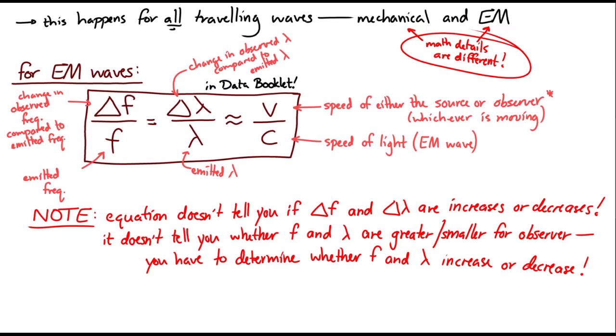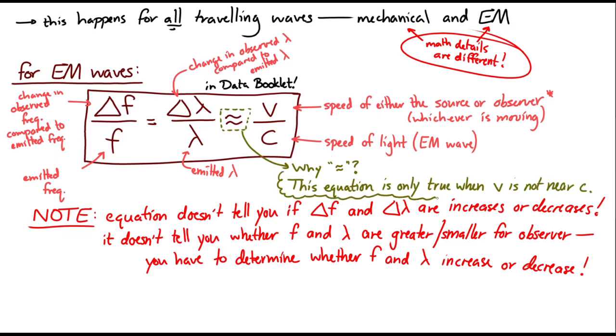Now another little detail. Let's look at this little approximation symbol here. The reason why this is an approximation, the dirty little secret about this equation, is that it only works when the speed is not near the speed of light. If you get really close to the speed of light, it turns out that this starts to deviate from reality. So that's why we have to have the little wiggly approximately equal sign in there.